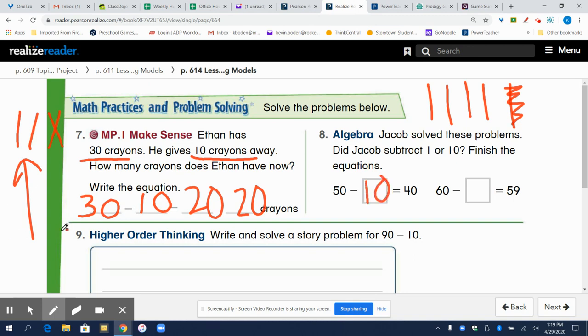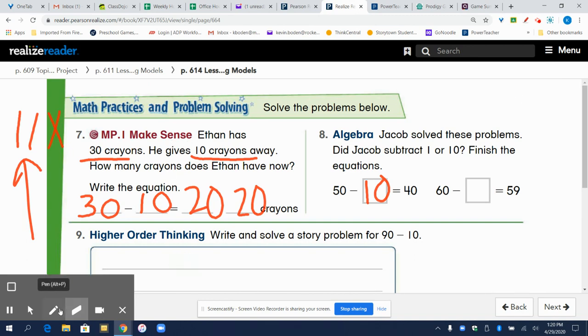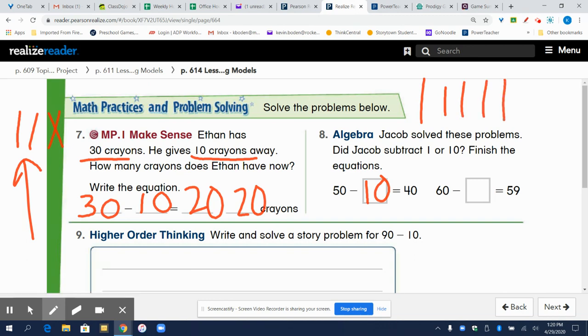Good job. All right, I'm going to get my eraser out to give us a little bit of a workspace up here. Bulldoze that. Thank you. And our last equation says 60, 10, 20, 30, 40, 50, 60, minus, I don't know how many, to get 59. So we have 60 in all. Well, let's see. If we take away a 10, we have 10, 20, 30, 40, 50. We don't want 50. We want 59. So should we take away 1 or 10? Well, 10 doesn't work, so I know that I only have to take away 1.